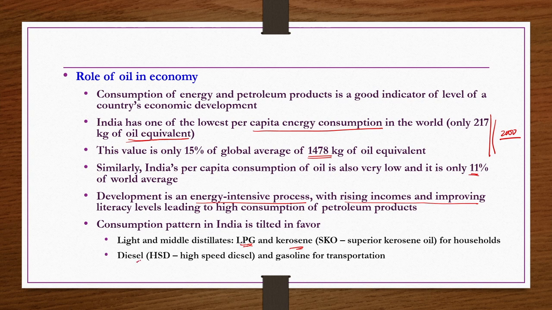We also consume diesel, which is nothing but high speed diesel, and then gasoline for transportation. So, in those directions only, we are consuming more petroleum crude, but not much in other terms. This petroleum crude may be utilized for production of several types of different organic chemicals, but there our utilization is less. Our utilization is more on the LPG, diesel, petrol, kerosene in this context.